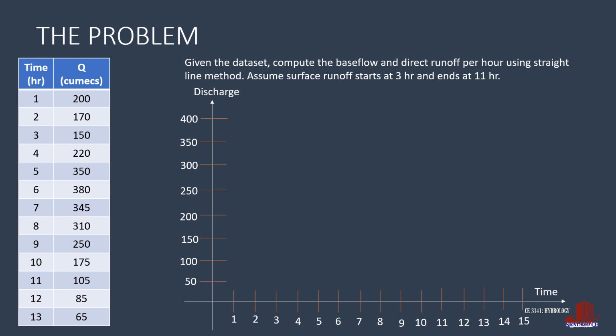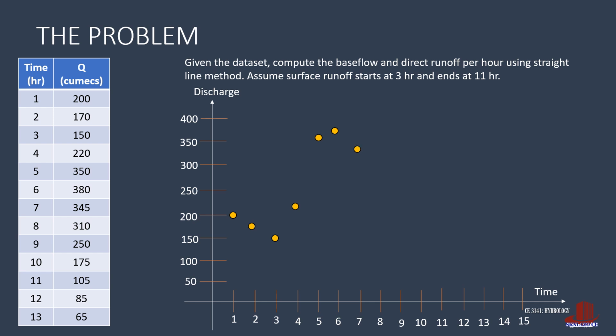intervals. Now we can readily draw intersections, such as 200 QMEX at the first hour, 170 QMEX for the second hour. The third hour marks 150 QMEX. The fourth hour has 220 QMEX. 350 QMEX is at the fifth hour, with the highest discharge of 380 QMEX at the sixth hour.